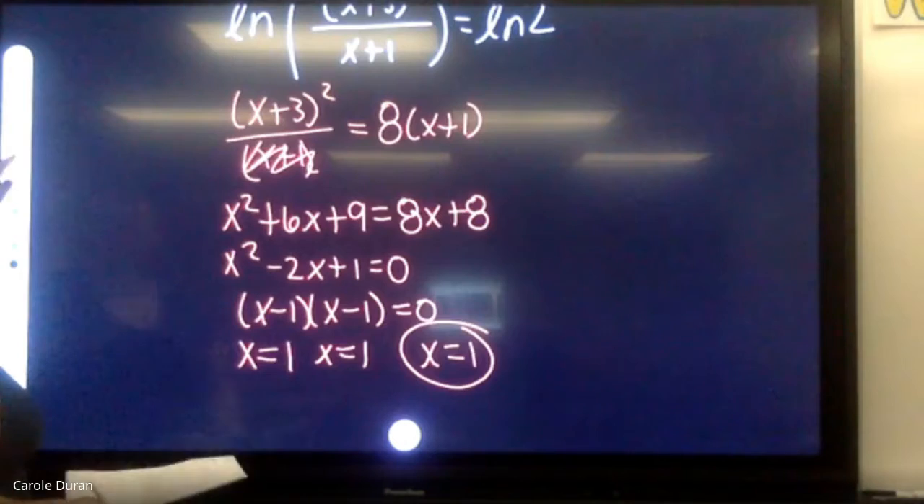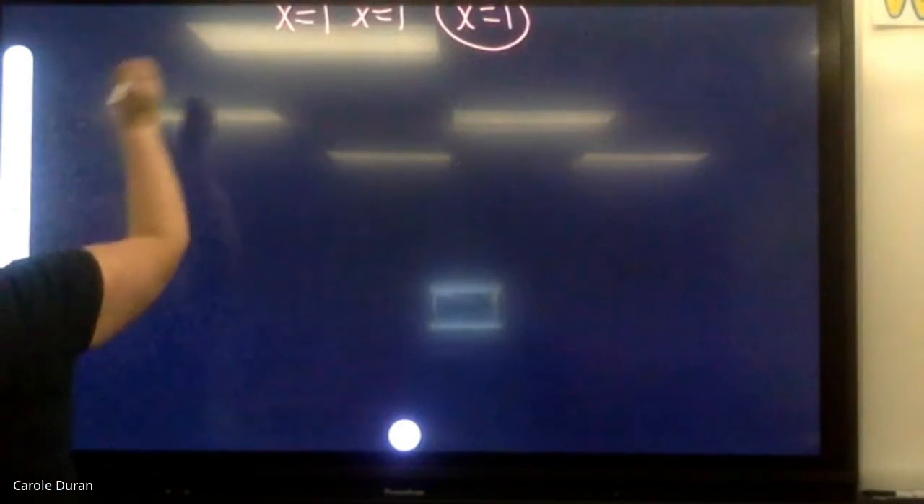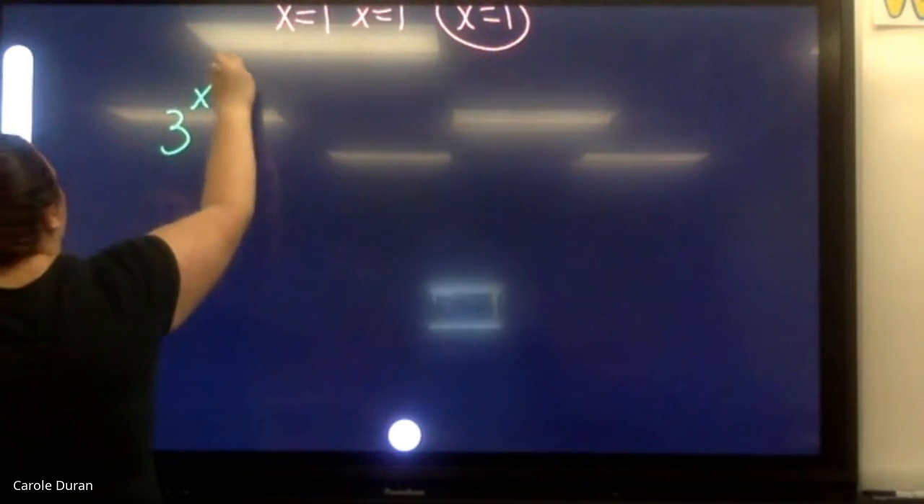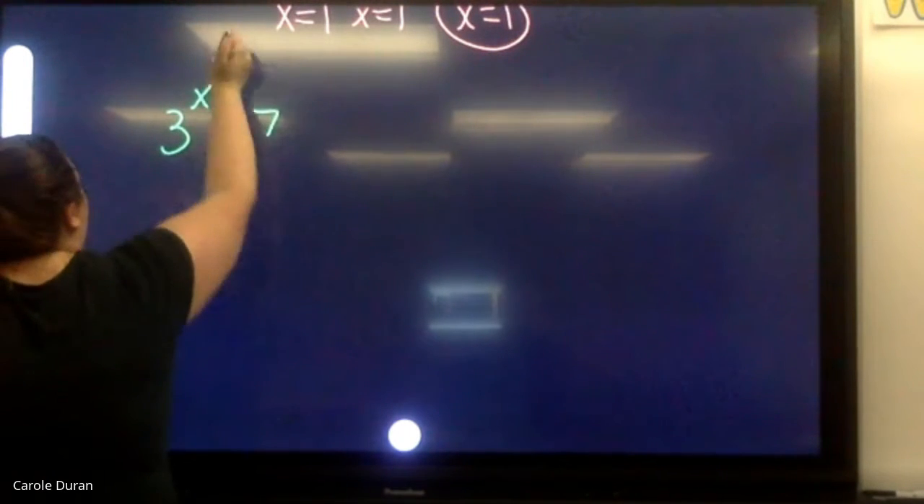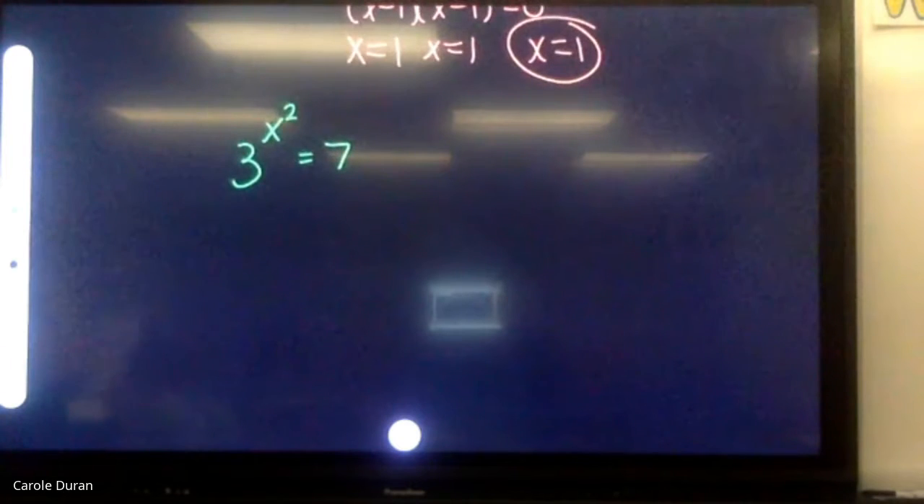Okie dokie. So now we're going to go ahead and move into 25C. So in 25C, I have 3 to the x squared equals 7. There is no logarithmic shortcut for this one except to change this into an exponential problem.